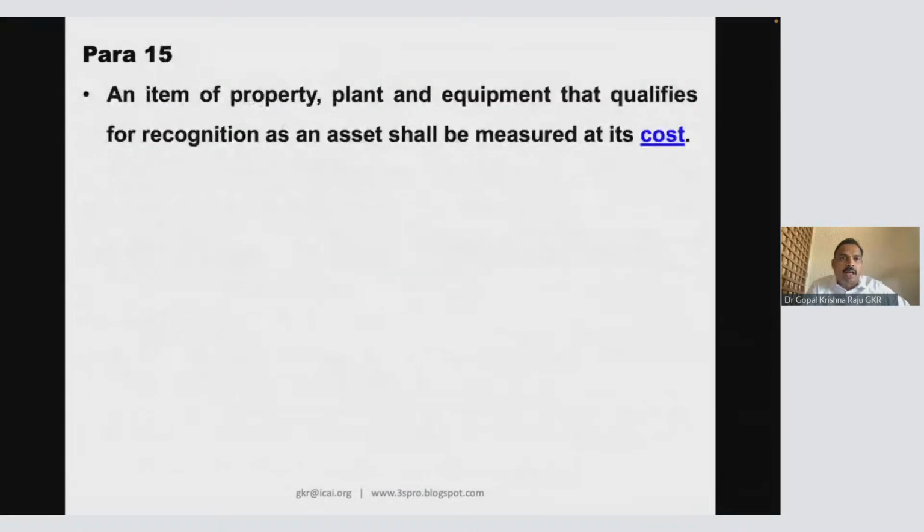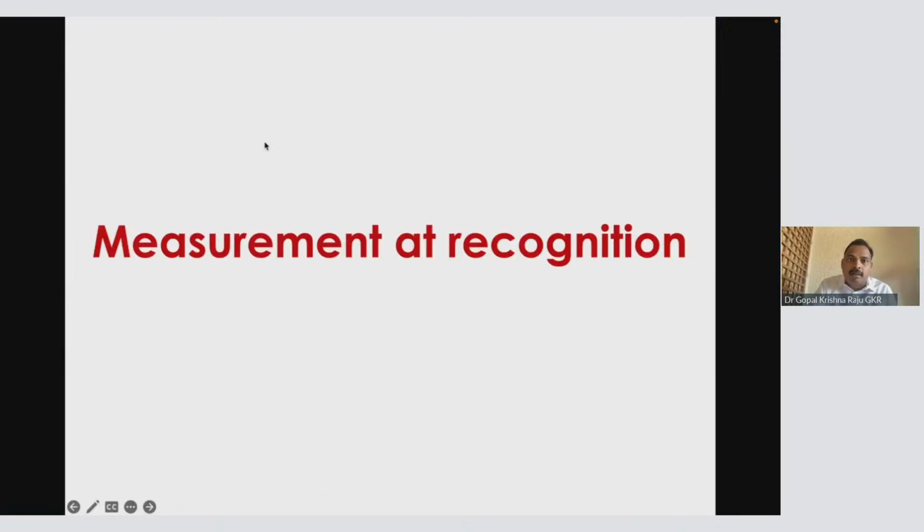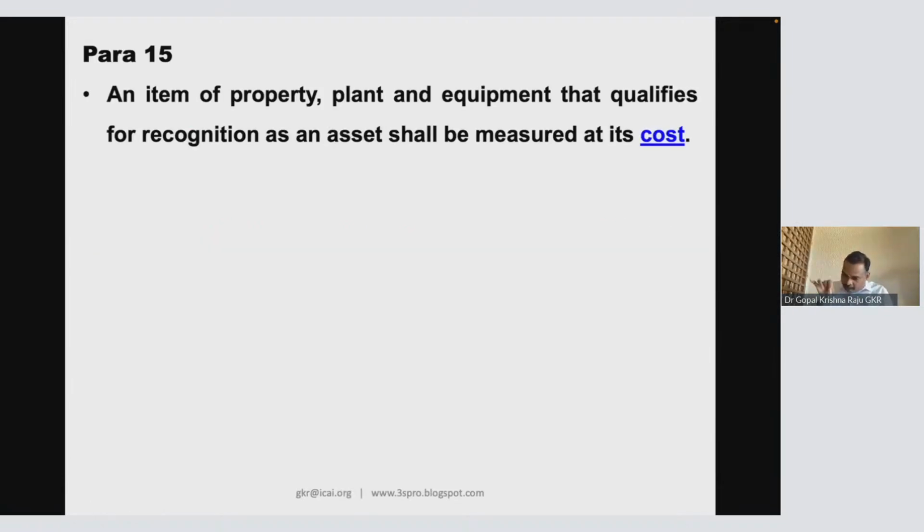Look at para 15. An item of PPE that qualifies for recognition shall be measured at cost. This is one place where Indian accounting standard is real desi. Oh, fair value is not there. Never. So your property, plant and equipment has to be measured at initial recognition at the cost only. When you are bringing it in your books of account, the first journal entry will be at cost only, how much you actually paid.